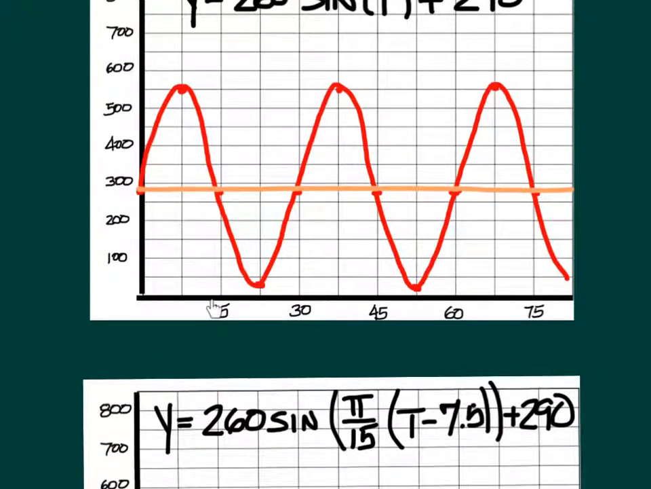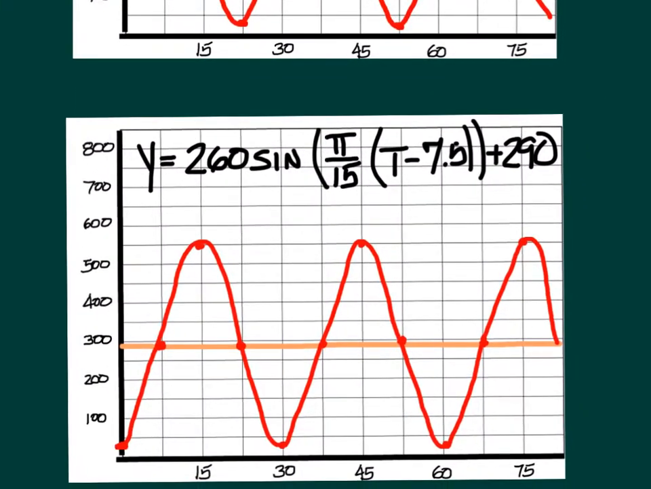And one column is represented by 7.5 minutes. Here's 15, here's 30. Halfway between those two is 7.5. So that would be 22.5. There's 7.5. And if I have to move it to the right 7.5, that's where this comes from here. Right there.